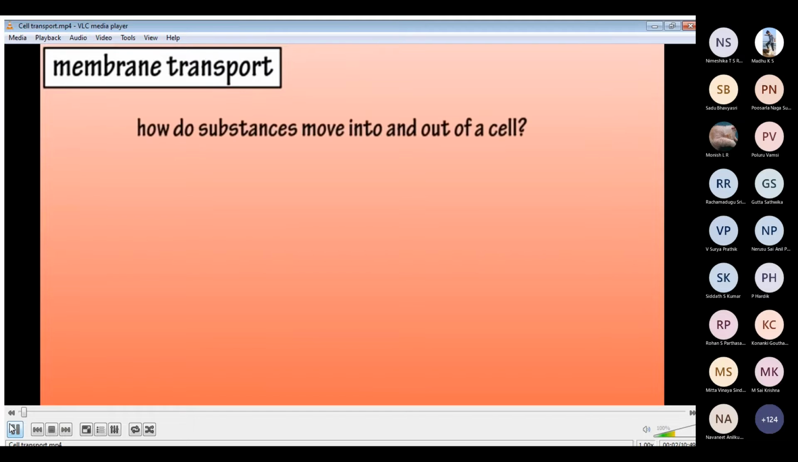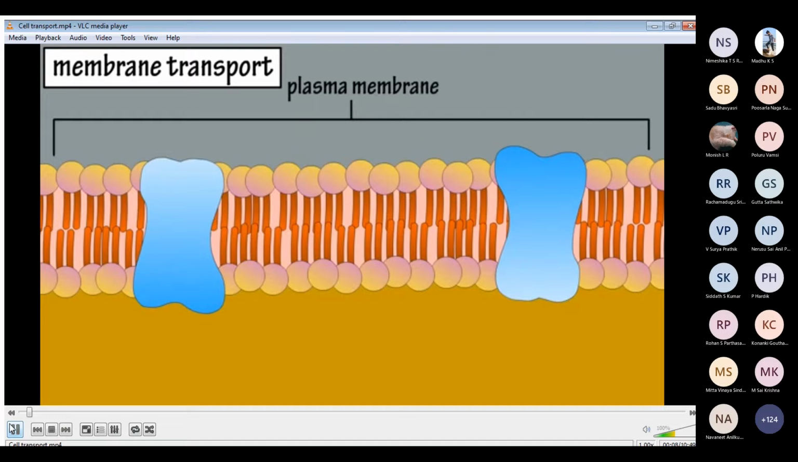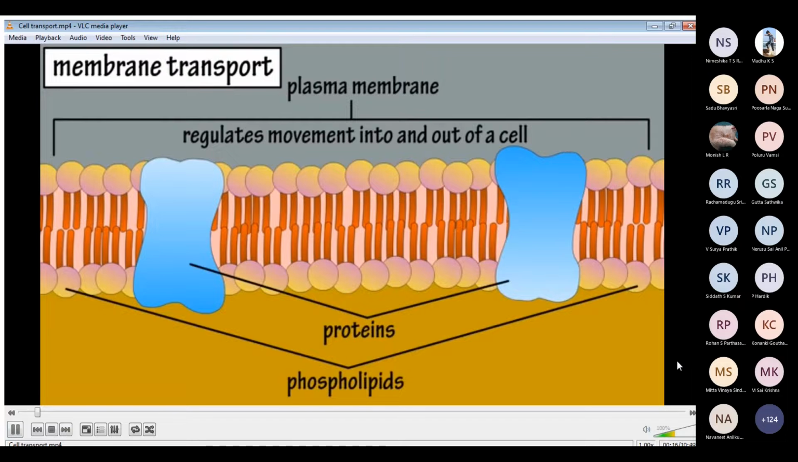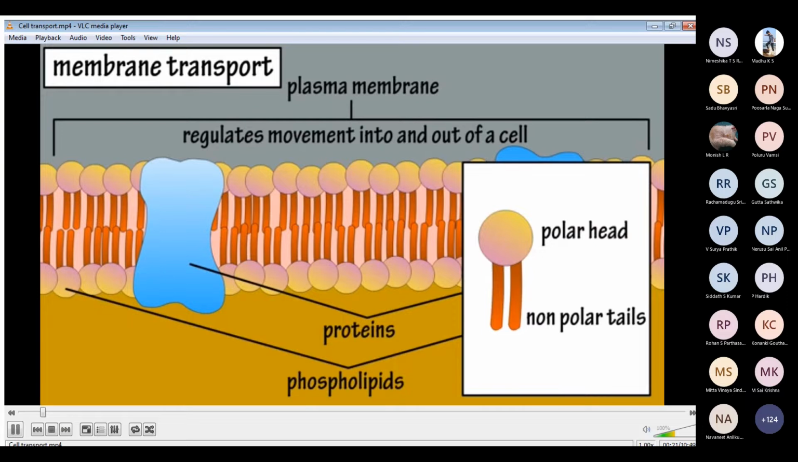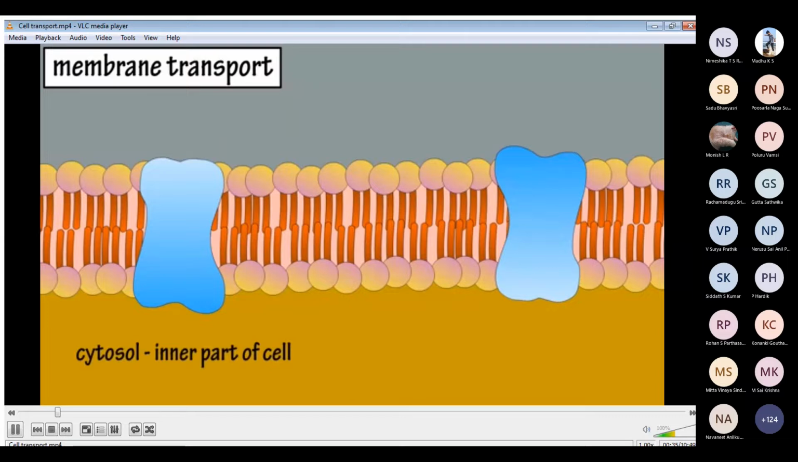How do substances move into and out of a cell? Well, cells have a plasma membrane that acts like a fence, and this plasma membrane is what regulates what moves into and out of a cell. The membrane is comprised mainly of phospholipid molecules and has protein molecules scattered throughout its structure. The phospholipid molecules have a polar hydrophilic water-loving head and two nonpolar hydrophobic water-fearing tails. The membrane is formed as the heads face out and the tails face in, forming a bilayer, as you can see here. The inner part of the cell, called the cytosol, is here, and the outside of the cell is surrounded by a fluid called interstitial fluid.